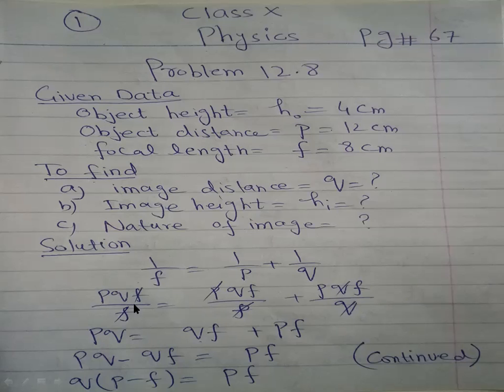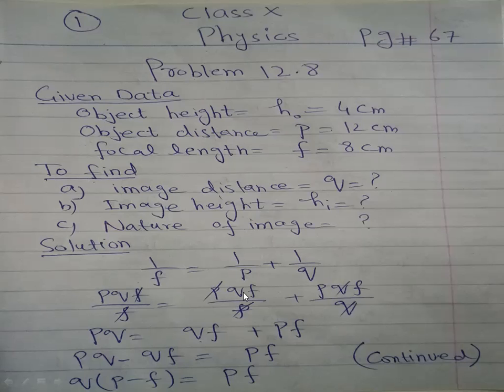So what will be left? PQ, QF, and PF will be left. Since I want to find out q, I will separate out q. QF, if it is plus here and goes to the other side of the equation, it will be minus. So PQ minus QF is equal to PF. I am going to take q common because I want to separate out q. So what is left in the brackets? P minus f, is equal to PF.